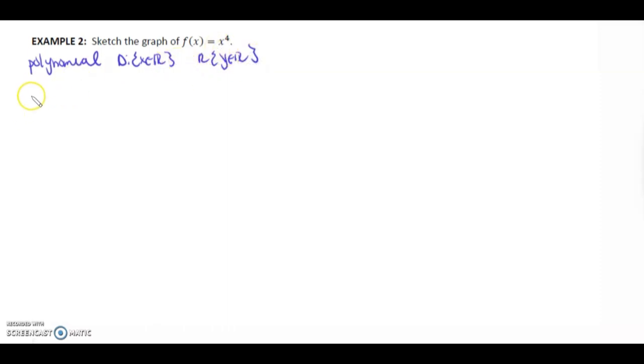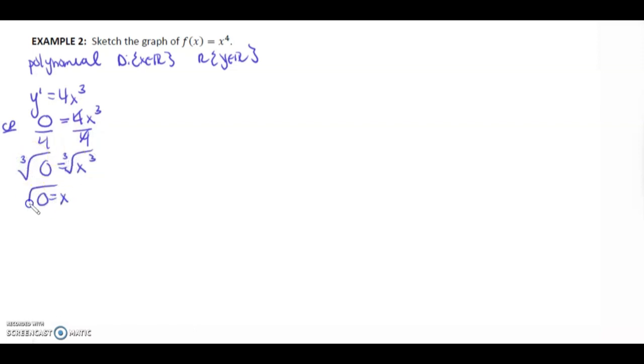Okay, so let's go ahead and find the first derivative. We get 4x cubed. So find the critical points. We're going to solve when 0 equals 4x cubed. If you need to see the math behind this, you divide both sides by 4. We get 0 equals x cubed, and then you can cube root it. So 0 equals x. Okay, so we have a critical point at 0, 0. As soon as you do the critical points, let's do the chart based on critical points.